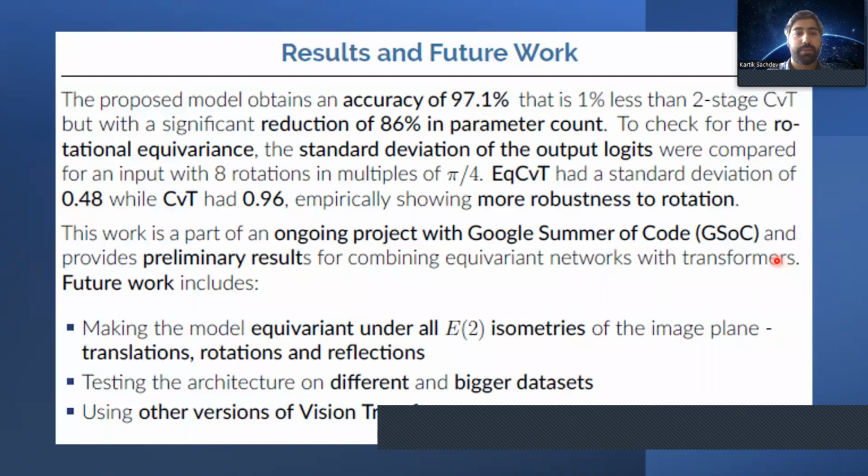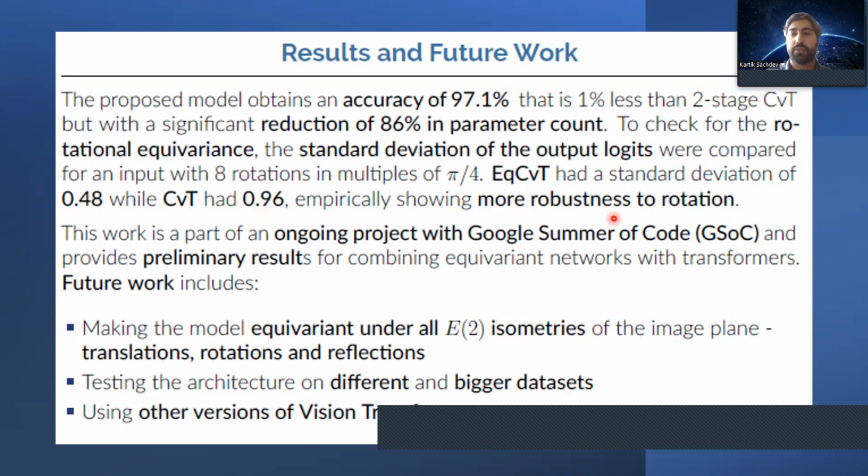The results and the future work. As mentioned earlier, the model achieves an accuracy of 97%, which is only 1% less than our two-stage convolutional vision transformer, but with a significant reduction of 86% in parameter count. And in order to check the rotational equivariance, the standard deviation of output logits was compared, and the proposed architecture had only 0.48 standard deviation, while CVT had a standard deviation of 0.96, showing a robustness to rotations.